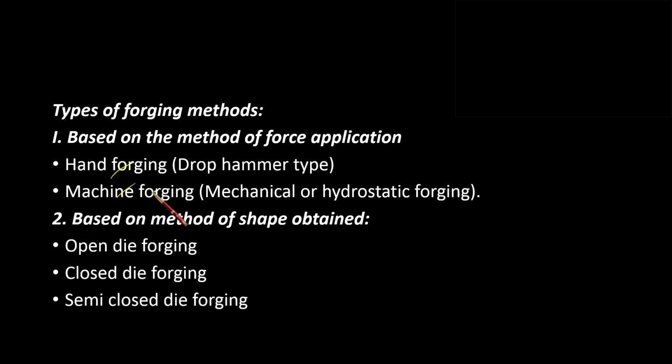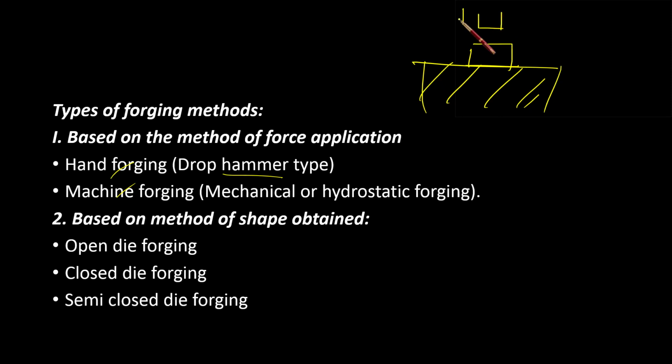So hand forging and machine forging, as I have told: hand forging is done manually with the help of hammers, drop hammers. Machine forging is done by either mechanical forces or hydrostatic forces. So any kind of thing you can use. Open die, closed die, and semi closed die. Semi closed die is also one method in which this is fixed and there is a metal, and the blow which is done will give it a shape, right?